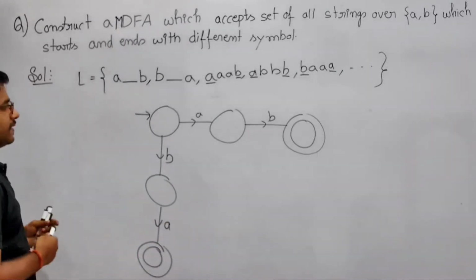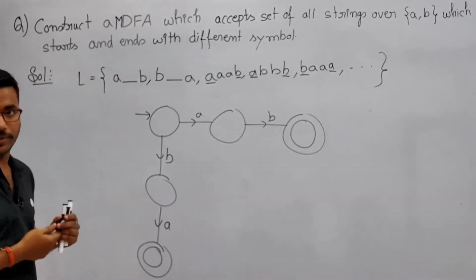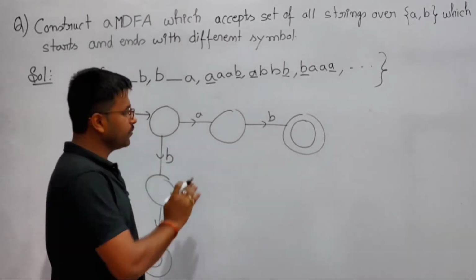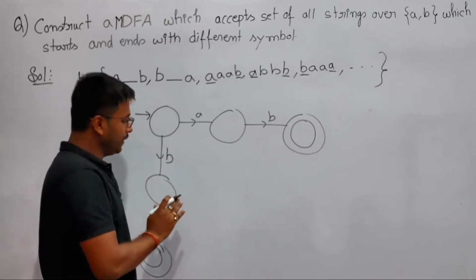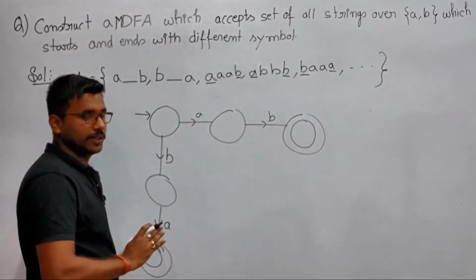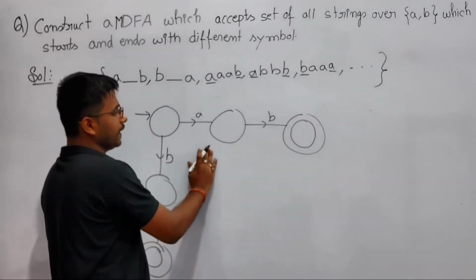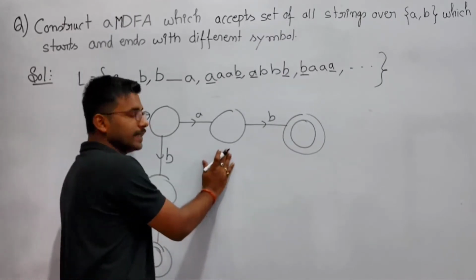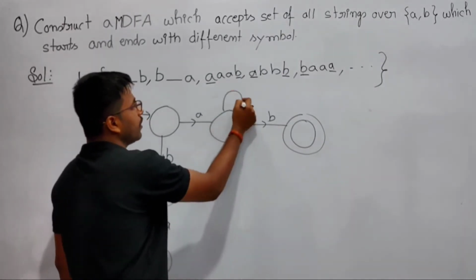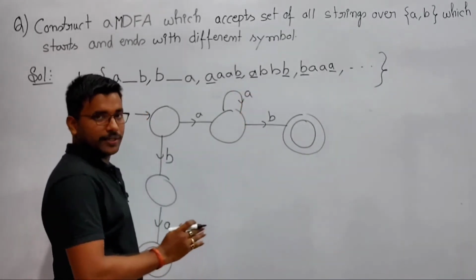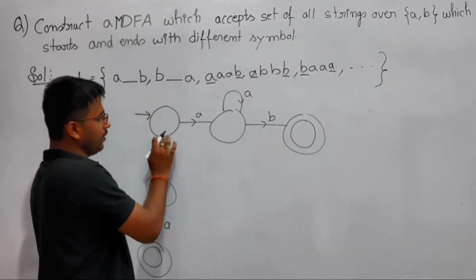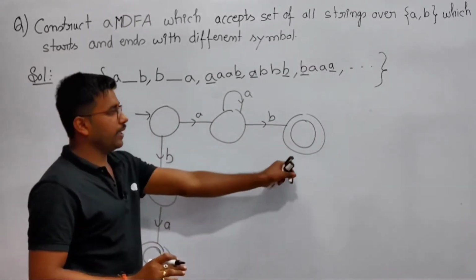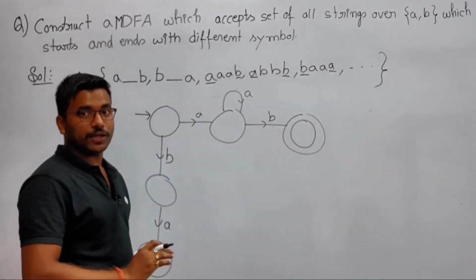Now for this initial state, I have given the transition for A, B. Now here it has started with A. This path is saying that it has started with A. This path is saying that it has started with B. Now if it has started with A, then after getting any combination of A, it should stay there only, because if it gets B, it will get accepted. So for here you have given the transition A, B. For this state you have to give the transition for A, B.